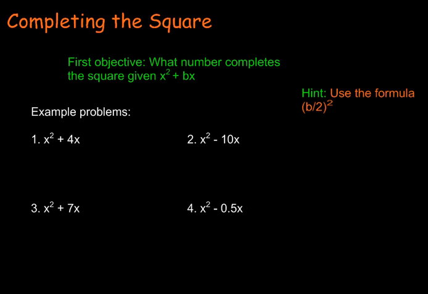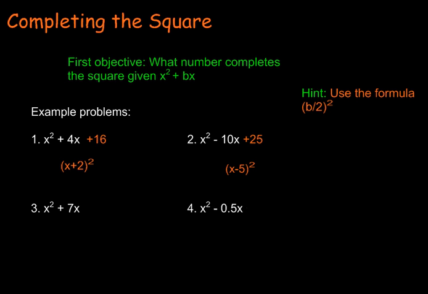So for our first example problem, we would end up with plus 16. That's b divided by 2 squared. We could then rewrite that as a perfect square, which would be x plus 2 squared. Looking at problem number 2, following the same formula, I take b, which is negative 10, divide it by 2, which is negative 5, square it, which is 25, and that is the number we would add on. Writing that as a binomial squared, we end up with x minus 5 squared.